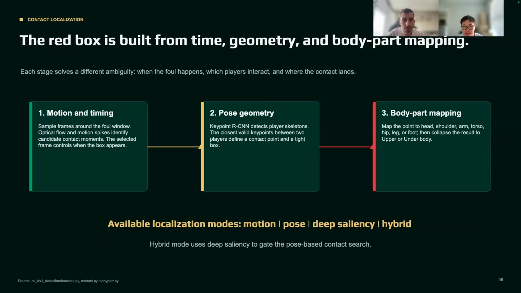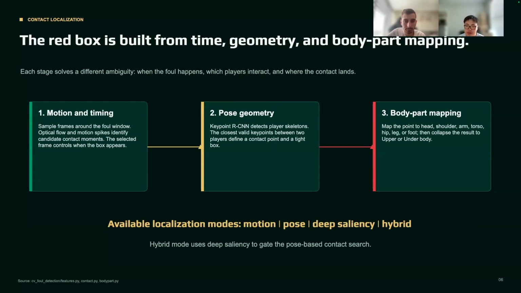Keypoint RCNN detects player skeletons. We compare valid body key points from different players and find the closest pair. Their midpoint becomes the candidate contact point, and the box is placed around that region. The third stage maps the contact point to a body part. The system checks which body segment is closest, such as the head, shoulder, arm, torso, hip, leg, or foot. These detail labels are then reduced to 2 evaluation categories: upper body or lower body.